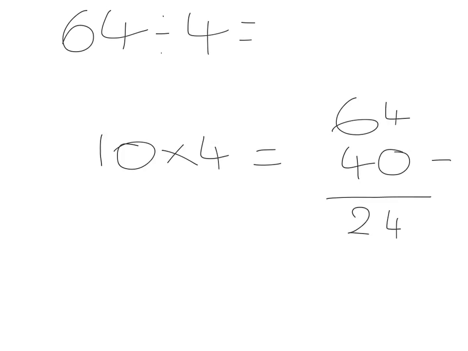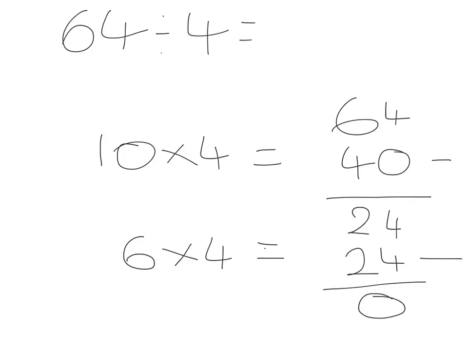What I need to do now is work out how many 4s there are in 24. I know that really simply because I know my 4 times table. So I know that 6 times 4 equals 24. Now I need to do the same again. I'm going to subtract 24 from 24, and that leaves me with 0. That tells me that we've got to the end of our calculation.